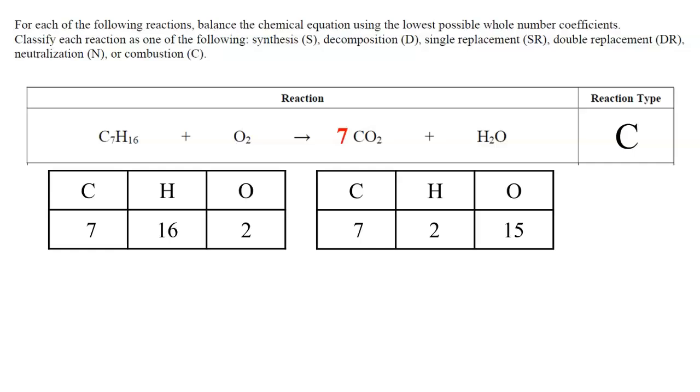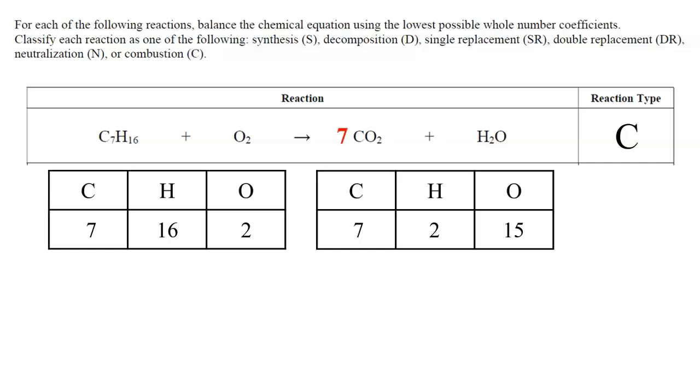I'm not ready to talk about the oxygens just yet because I'm going to focus on an element that's only found in one chemical formula on the left and only one chemical formula on the right, and that would be hydrogen. So because there are 16 hydrogens on the left, I'd like to get 16 hydrogens on the right.